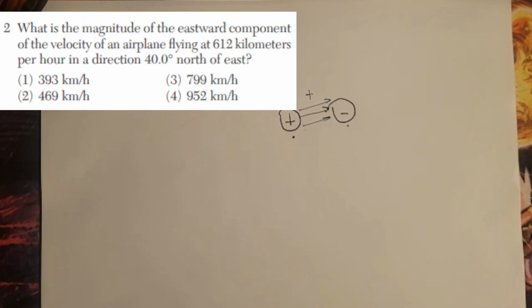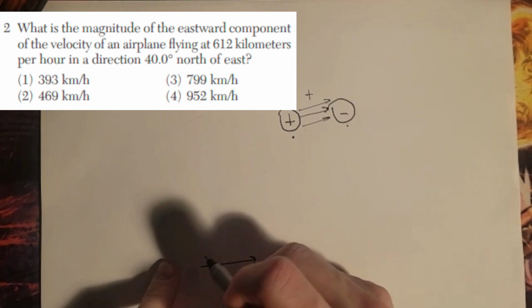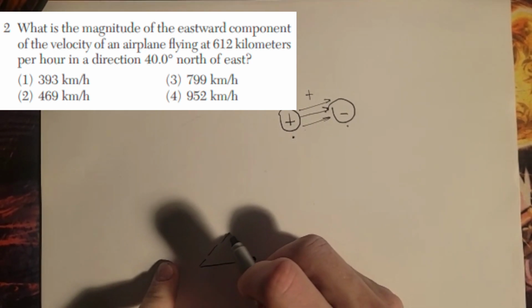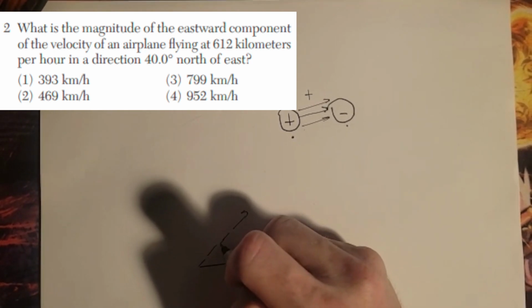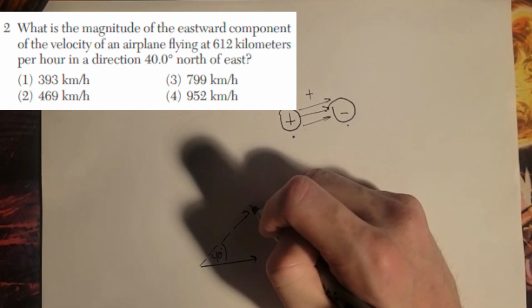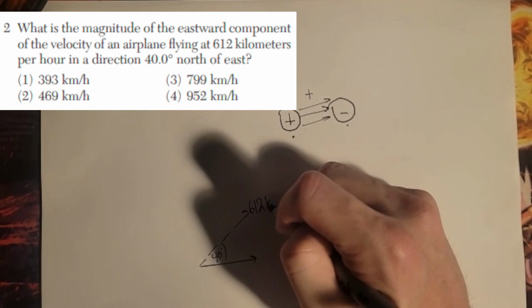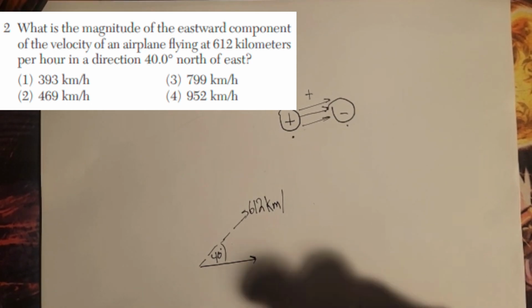Our next one says, what is the magnitude of the eastward component of the velocity of an airplane flying at 612 kilometers per hour in a direction of 40 degrees north of east? First of all, let's say here's east, and then we're going 40 degrees north of that. So maybe something like this. I drew it not quite 40 degrees, but you get the idea. Here's a 40-degree angle, and we're going at 612 kilometers per hour. And we want to know the eastward component.